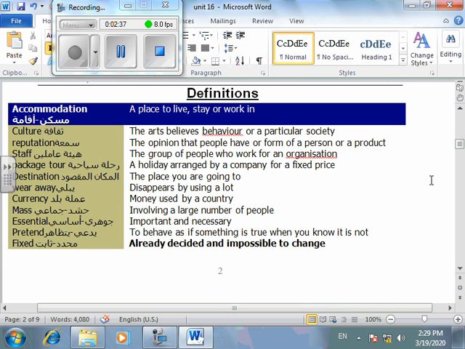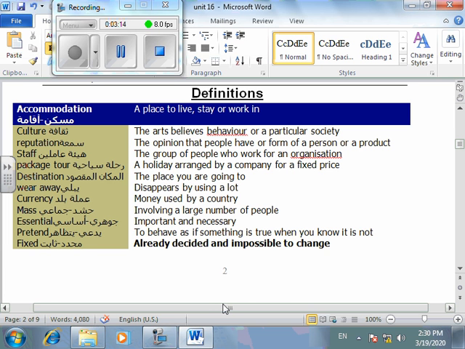And now let's move to some important definitions mentioned in the text. Accommodation, a place to live, stay, or work in. Culture, the arts, beliefs, and behavior of a particular society. Reputation, the opinion that people have or form of a person or a product. Staff, the group of people who work for an organization. Package tour, a holiday arranged by a company for a fixed price. Destination, the place you are going to.